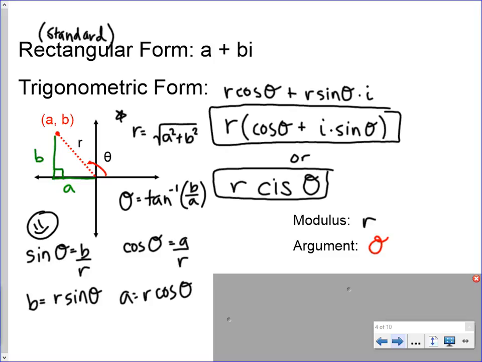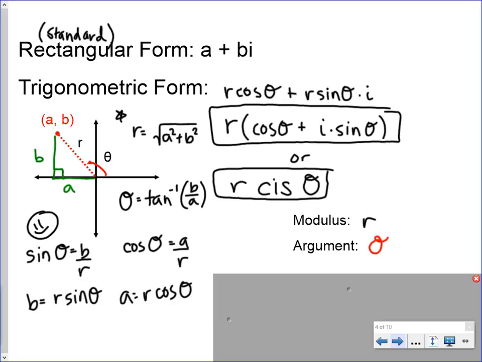I use R's and thetas, radius and angle, and argument and modulus. I kind of interchange all of them. But I want you to be aware of that in case you read something in a direction that says something about the modulus, and you know that represents R.